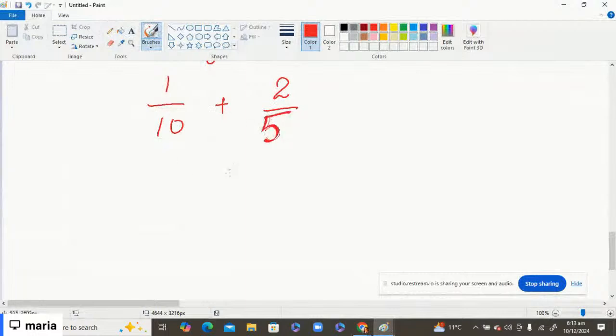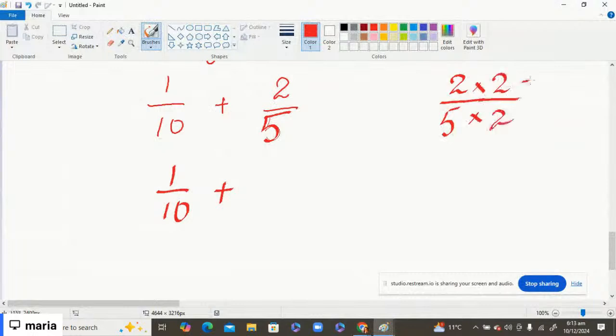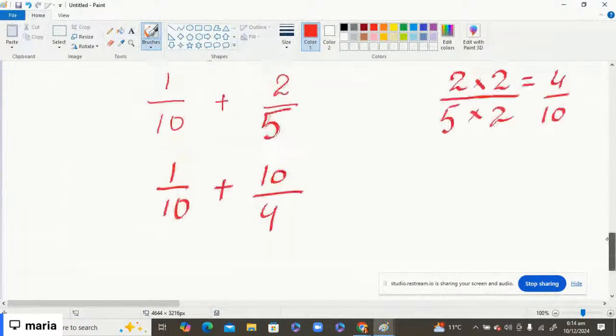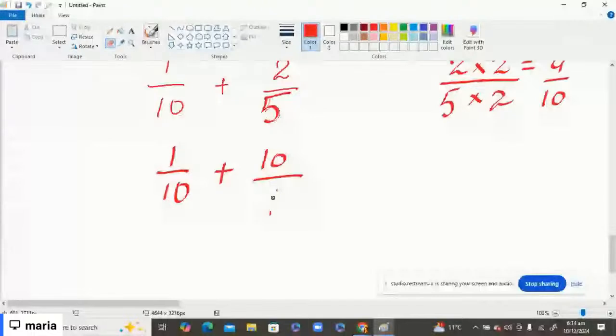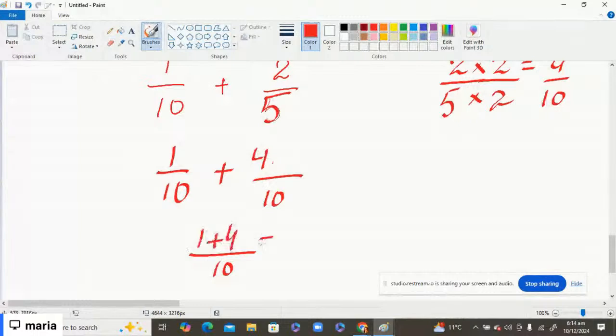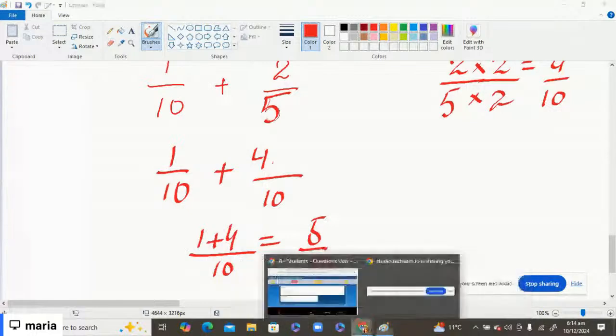Sorry about that. Okay. So 1 by 10 plus 2 by 5. So 1 by 10 is the same, and we are going to multiply and divide 2 by 5 by 2. Okay. 2 times 2 is 4, 5 times 2 is 10. So it's 4 over 10. I just wrote it wrong. 4 over 10. So 10 is only the one here, and 1 plus 4, that is 5 by 10. Okay, so here we go with 5 by 10.